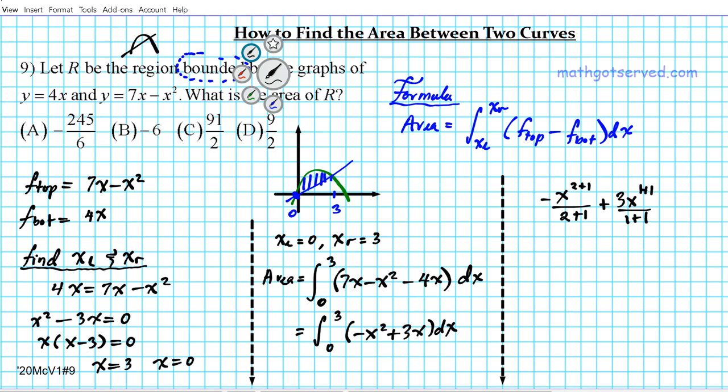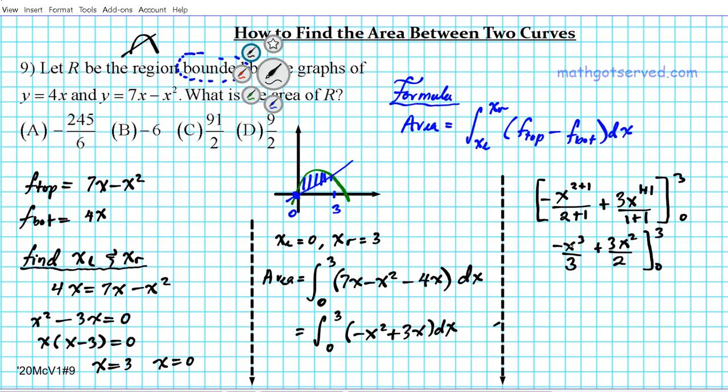We know what the drill is here. Moving right along, we're going to have negative x to the third. We're evaluating it from where? We're evaluating it from 0 to 3, the entire thing. So let's make it look pretty. We have negative x to the third over 3, plus 3x squared over 2, evaluated from 0 to 3.